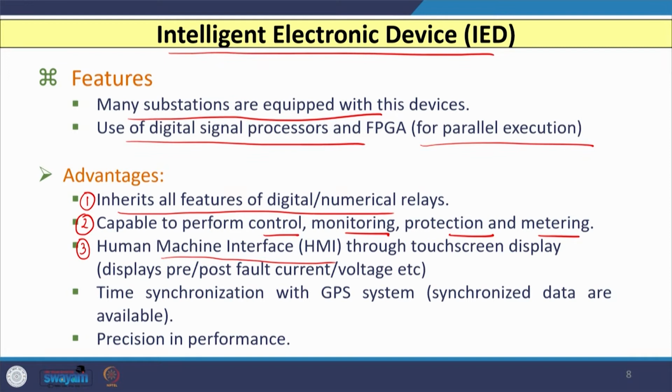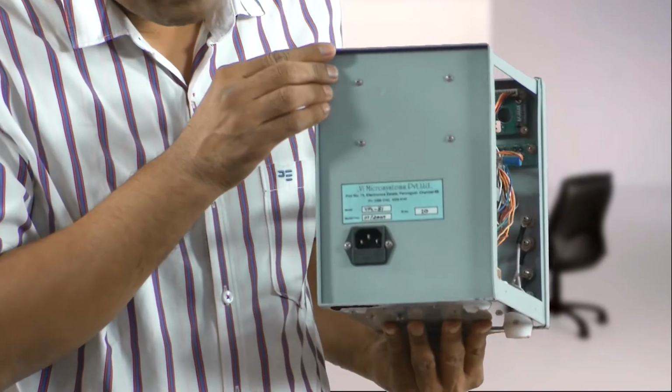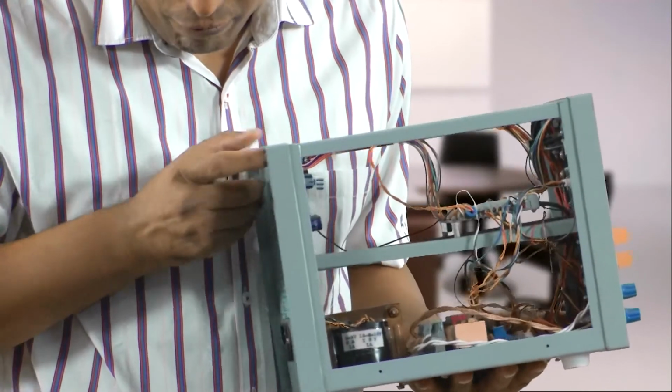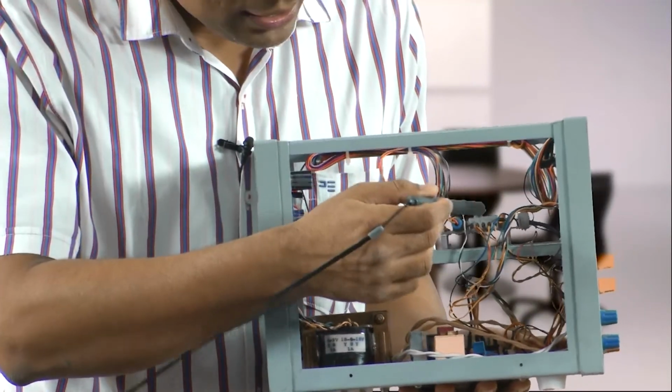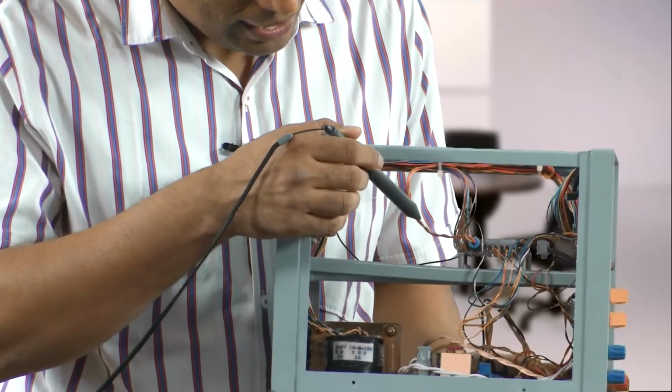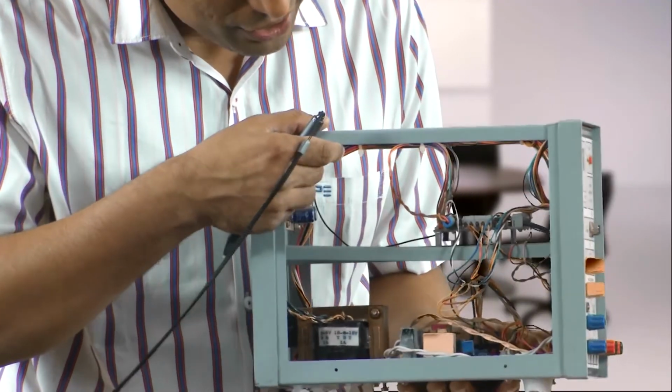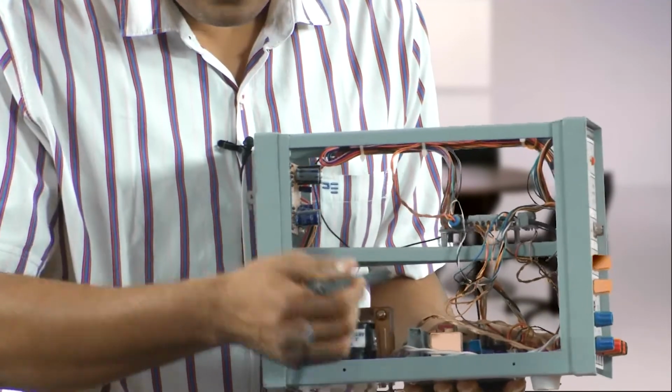Whereas, if I consider the microprocessor based relays, then the relay looks like this. So, if you see, this is nothing but the microprocessor based relay, where you can see the processor available here, and below that some signal conditioning units are also available.